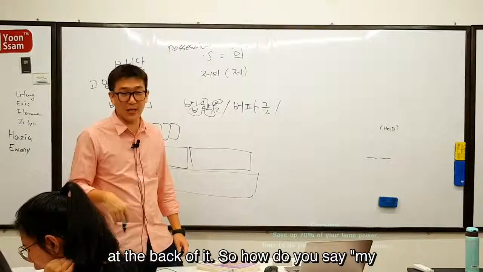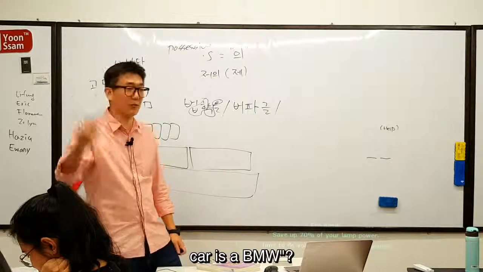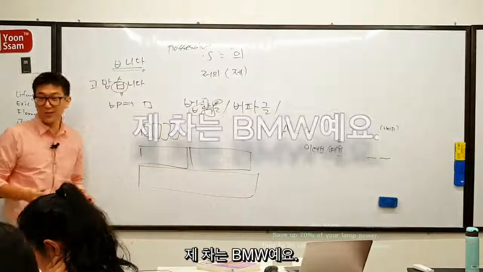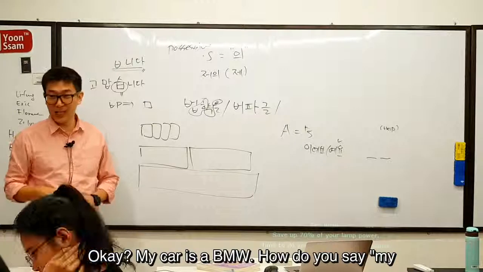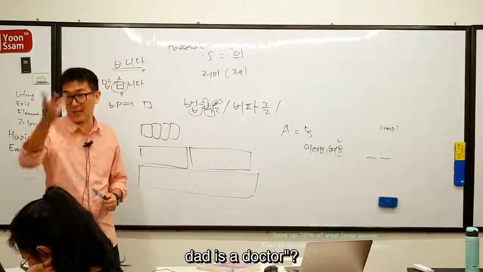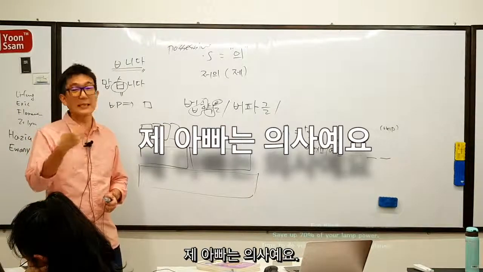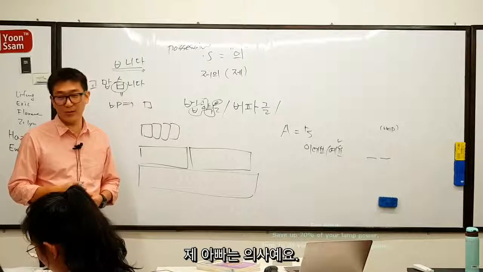So how do you say, my car is BMW. 제 차는 BMW예요. My car is BMW. How do you say, my dad is a doctor. 제 아빠는 의사예요.